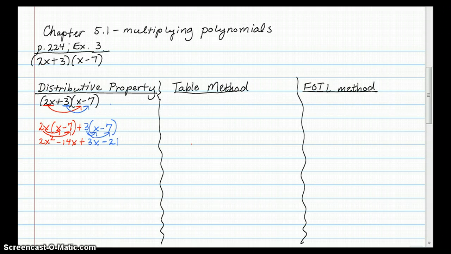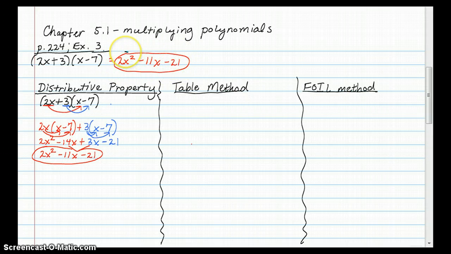We're going to go ahead and combine like terms. 2x squared can't go with anything, so it's 2x squared. You have a negative 14x and a positive 3x, which is minus 11x. And then we have minus 21, which cannot be combined with anything. So the product is 2x squared minus 11x minus 21. That's using the distributive property.